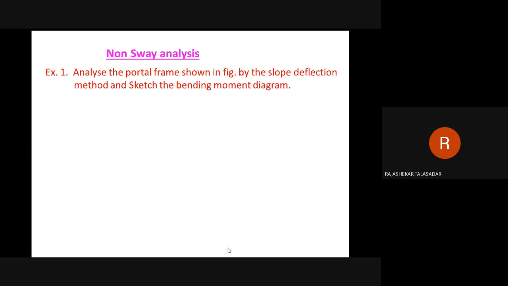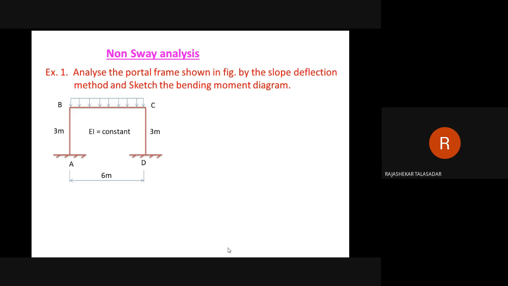First, we'll consider non-sway analysis, that means where there is no lateral movement of the frame. The first problem: analyze the portal frame shown in the figure by the slope deflection method and sketch the bending moment diagram. This is the portal frame A, B, C, D. The columns are of the same height, 3 meters. The beam is 6 meters long. The beam carries a UDL of W kilonewton per meter, which in this problem is 10 kilonewton per meter.